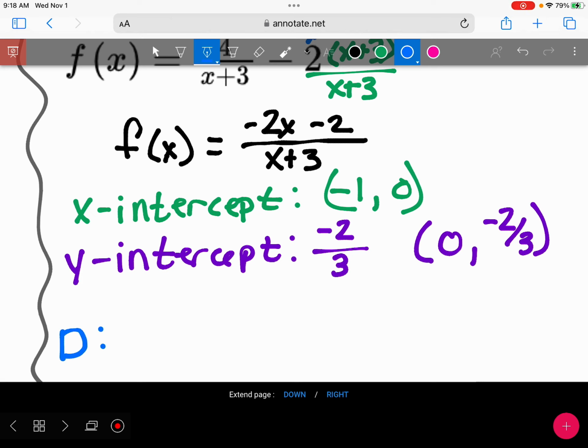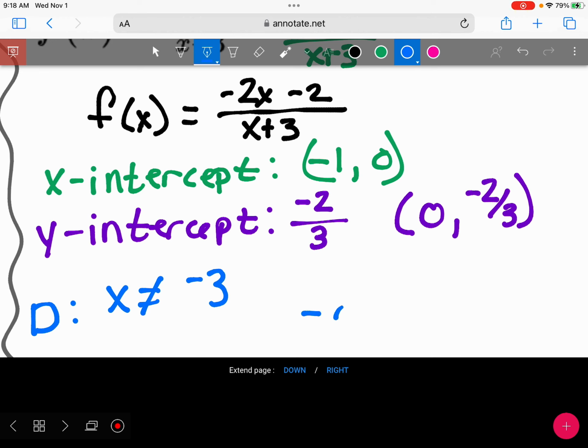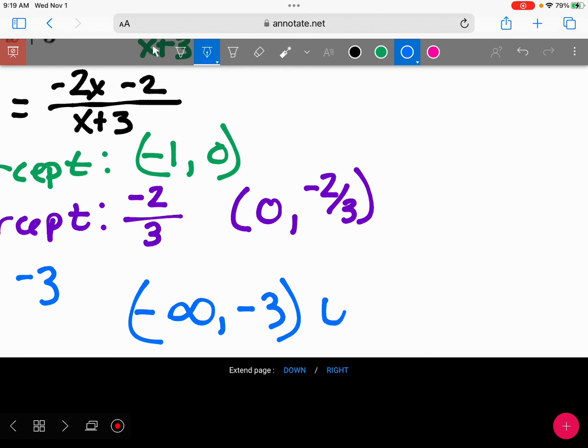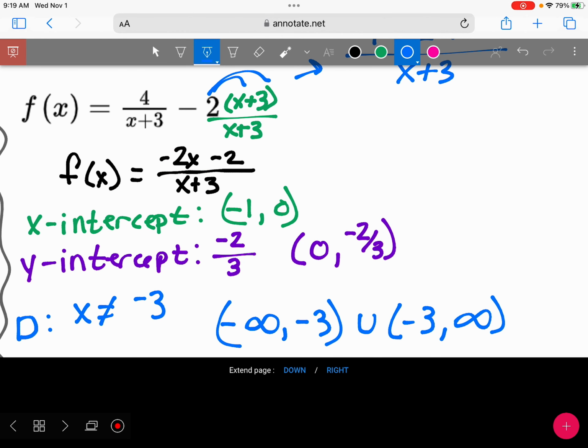For our domain, it's where our denominator is 0. So the y-intercept and the domain are tricky to keep straight. That's why we're going to practice these over and over again. So our domain is when our denominator is 0. So what is the one thing that x can't be here? X cannot be negative 3. So the way we're going to write this is from negative infinity to negative 3 joined with negative 3 to infinity. It's everything except the value of negative 3.